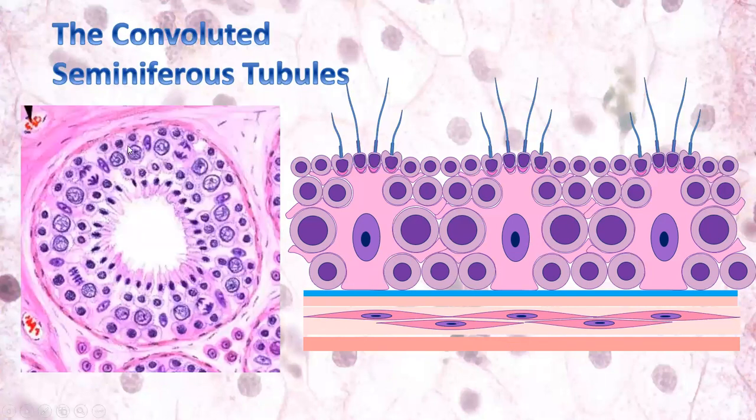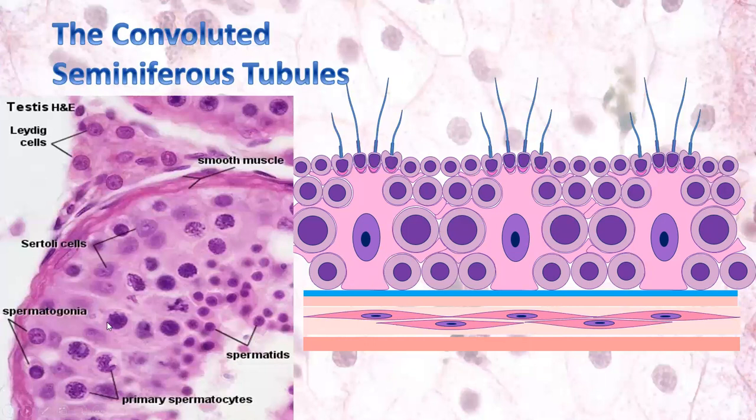And here we can see cross section of convoluted seminiferous tubule. The most important layer and the innermost layer is spermatogenic epithelium. Here we can see it, and there are different cells, progenitors of spermatozoa. And this pink line shows all other layers. They are thin, and they surround this layer of spermatogenic epithelium. Somewhere here we can find basal, myoid, and fibrous layers of the convoluted seminiferous tubules.